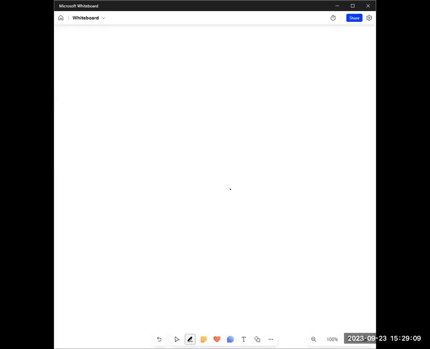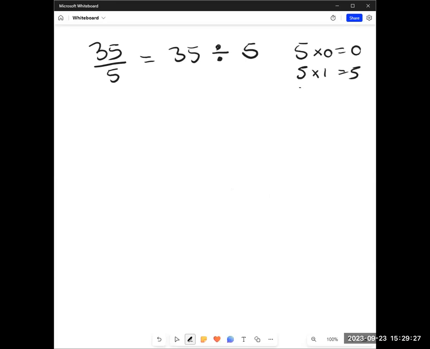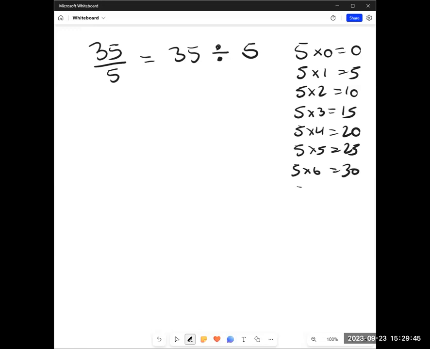Now they have it written a different way that we talked about earlier. This is the same thing as 35 divided by 5. So we need to think of multiples of 5. 5 times 2 is 10. 5 times 3 is 15. 5 times 4 is 20. 5 times 5 is 25. 5 times 6 is 30. 5 times 7 is 35. So my answer here is 7.